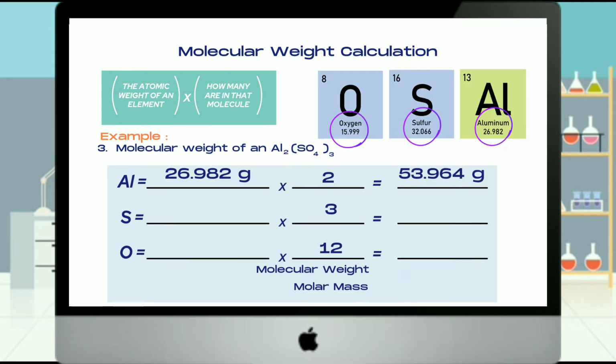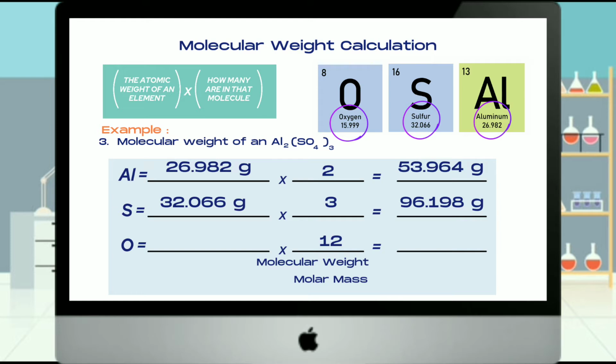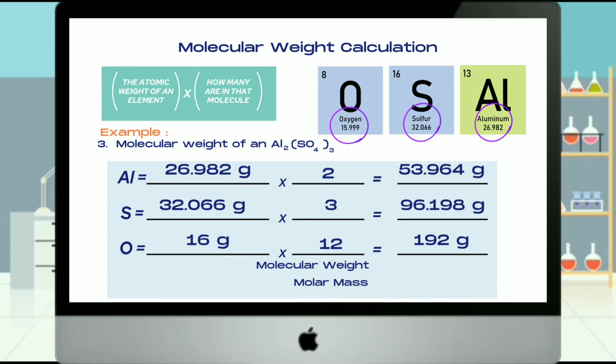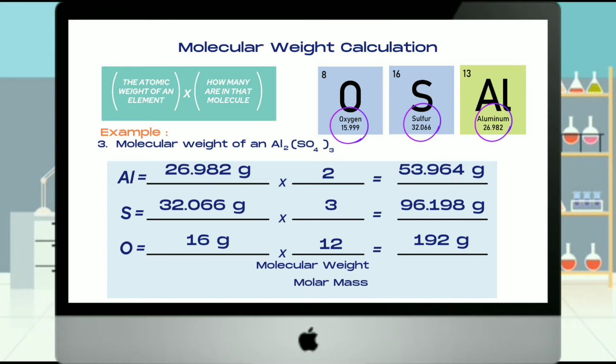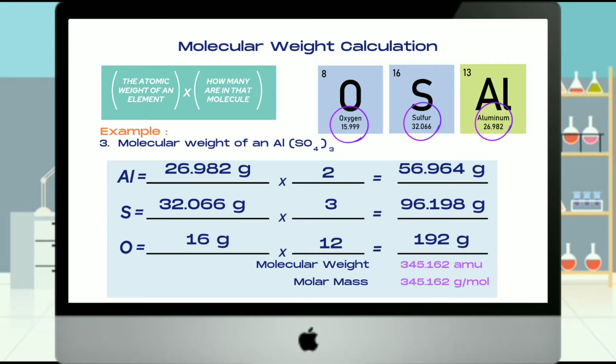Pulling up these boxes again, write down the atomic weight of each element. Aluminum has 26.928 grams times 2 is equal to 56.856 grams. Sulfur has 32.066 grams times 3 is equal to 96.198 grams. And oxygen has 16 grams times 12 is equal to 192 grams. Adding all of these will end up having 345.162 AMU as our molecular weight, and our molar mass is 345.162 grams per mole. Thank you.